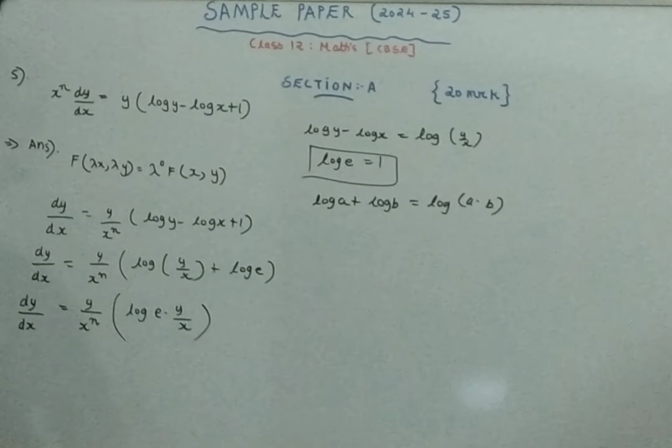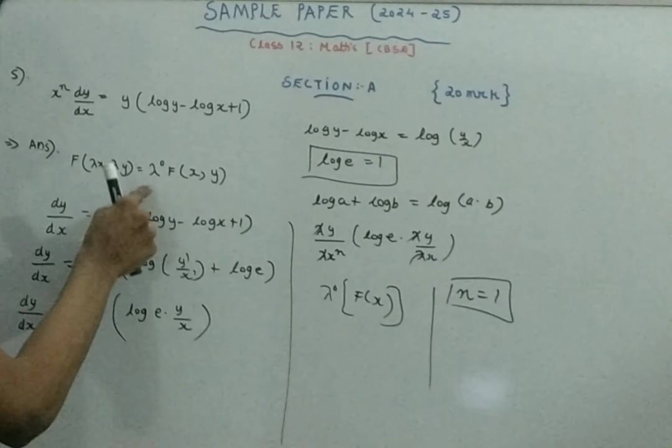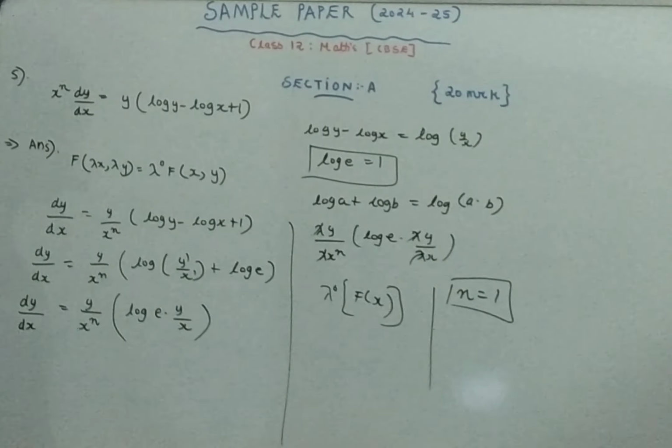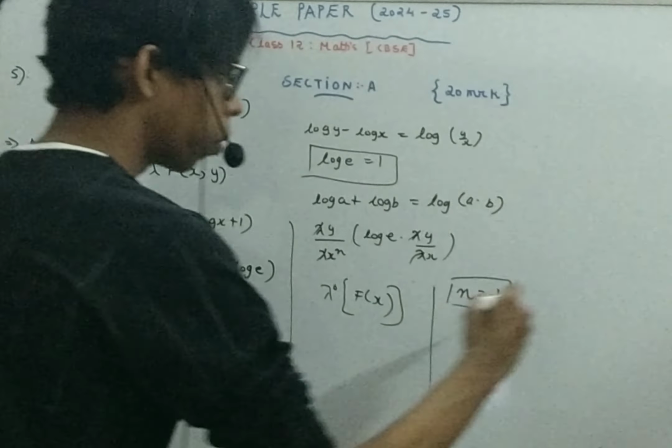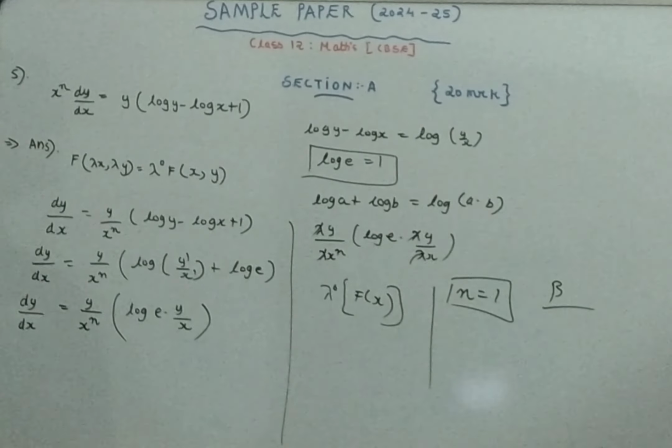Now since it is an MCQ question, you don't need to do so many steps. The thing that you should remember over here is that for a particular differential equation to be homogeneous, it should be written in the form lambda raised to 0 f of xy. Option B is the correct answer. I hope it is clear.